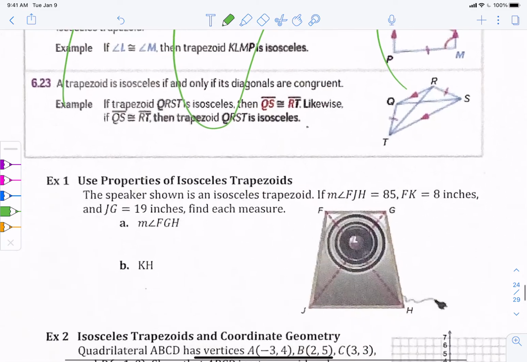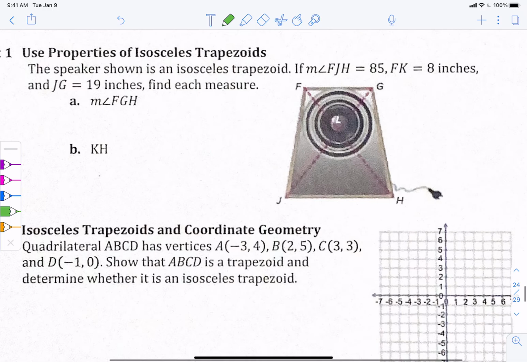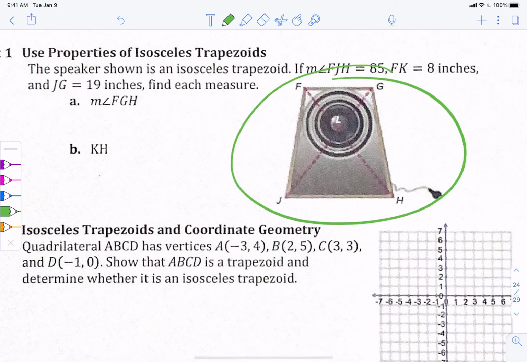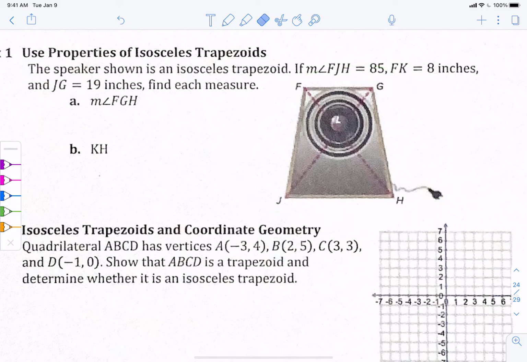All right, two sides congruent. Let's go down to the first example. Example 1, this speaker. These are the speakers that you see at concerts. Here's my question: why do they put them in this shape versus putting them as a rectangle? Why don't they make them rectangular instead of like that?